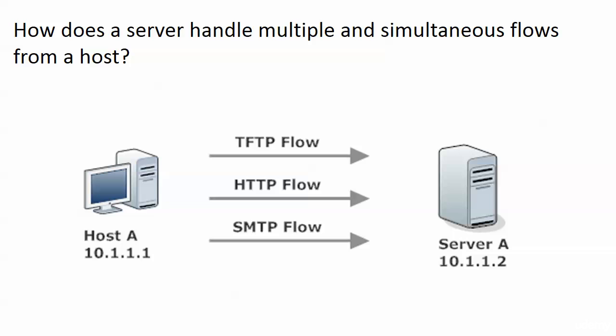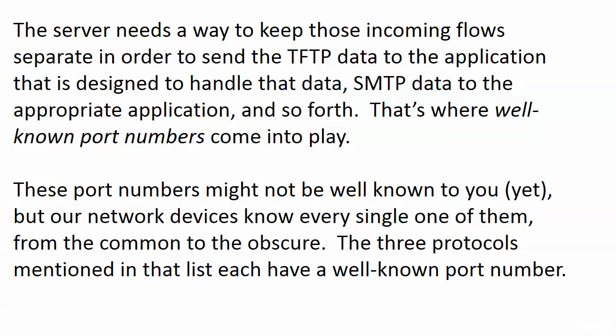And what happens is when that flow comes in, the server A has to say, okay, I want to send that to my TFTP application. When data for another protocol comes in, it has to be able to look at some value and say, okay, this is HTTP traffic. I know how to handle that. And that's where well-known port numbers come in.